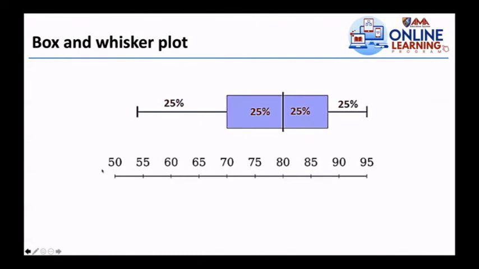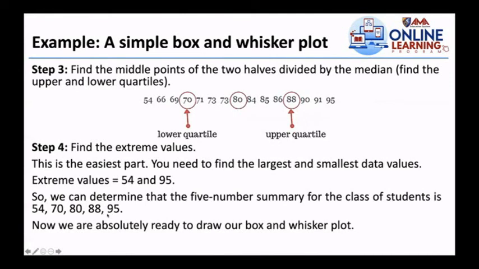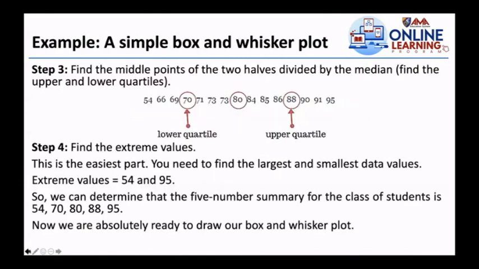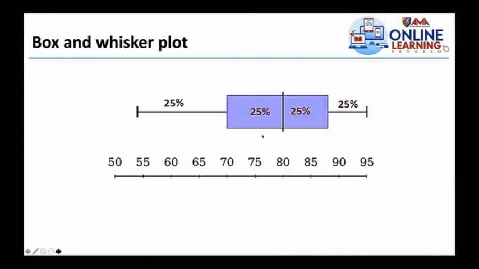Okay, where's the highest? The highest is this, which is 95. What's the lowest? 54. Which is this, 54. Where's the median? This one, Q2, which is 80, right? So it says here 80. Where is the 70 and 88? That's the Q1, Q3 respectively. So this is the 70, Q1, this is the 88, Q3. So see, we were able to represent these measures using a box and whisker plot.